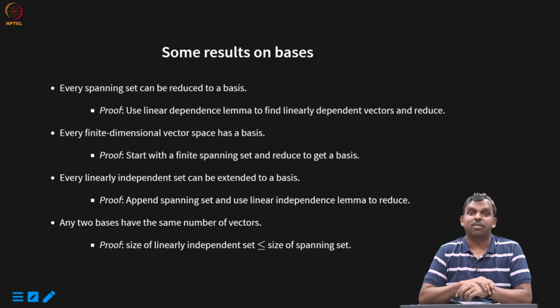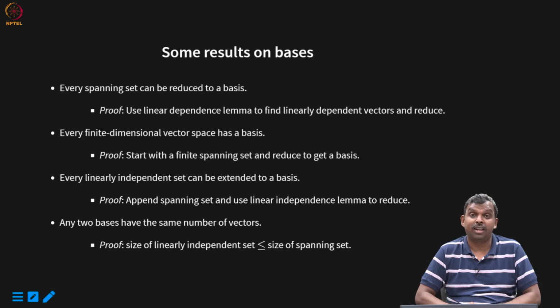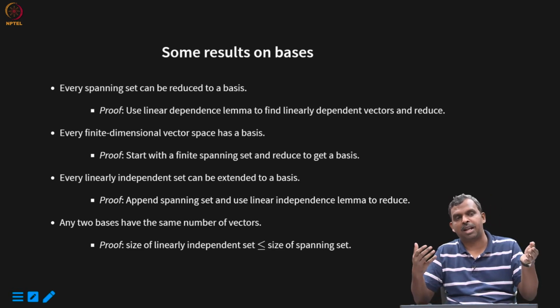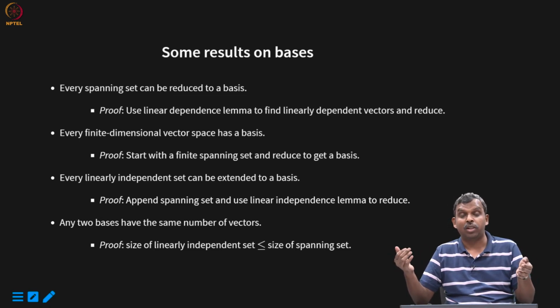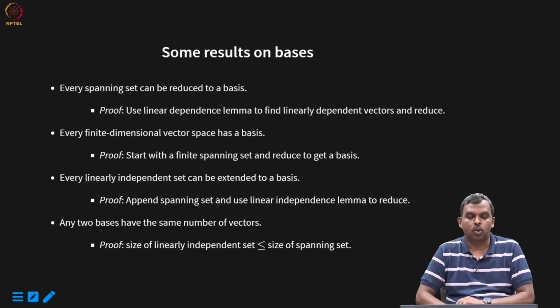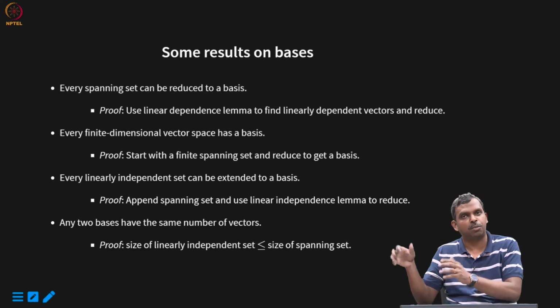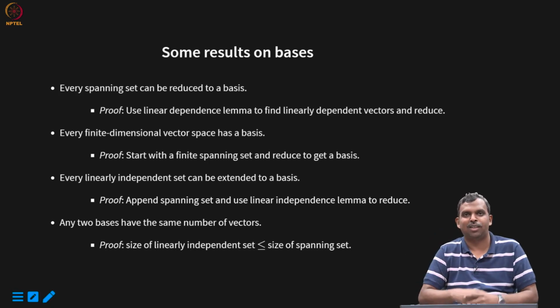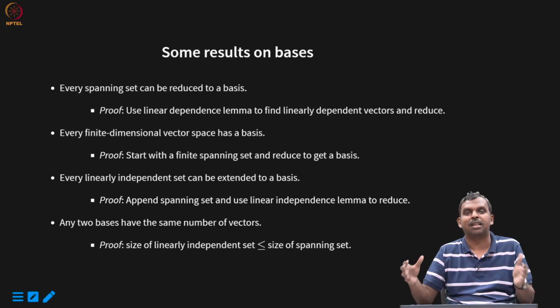So the next result is very interesting. Is it guaranteed that every vector space has a basis? I told you there should be a spanning set, there should be a linearly independent set. Will there always be a basis for any vector space? It turns out if the vector space is finite dimensional, it will have a basis. Why is that? It's very easy to see, just use the previous result. A finite dimensional vector space has a finite spanning set. Every spanning set can be reduced to a basis, so you will have a basis. Okay, so every finite dimensional vector space has a basis.